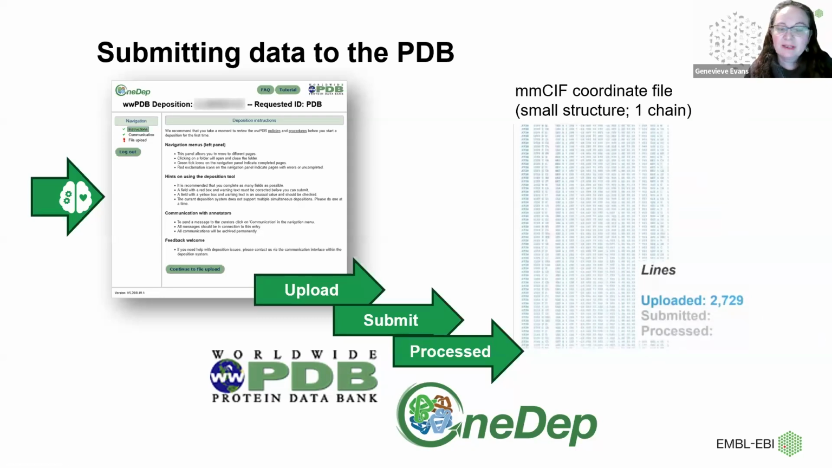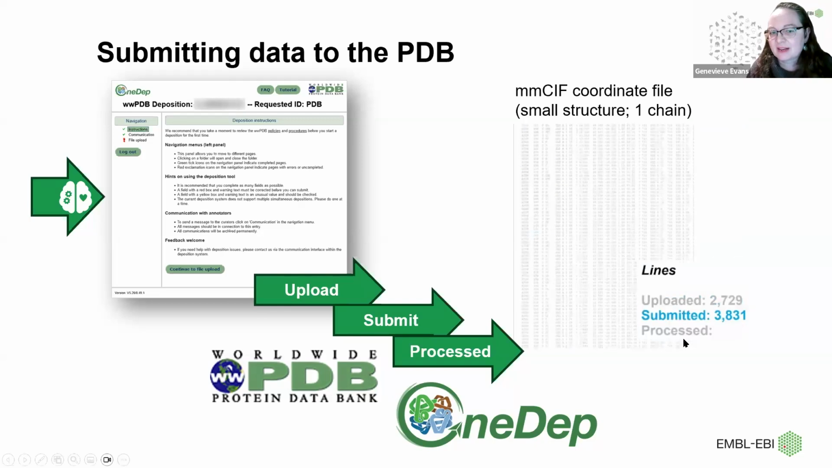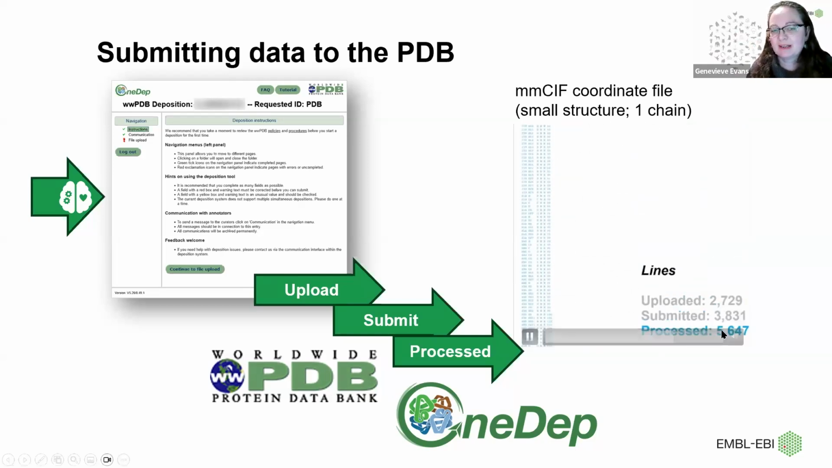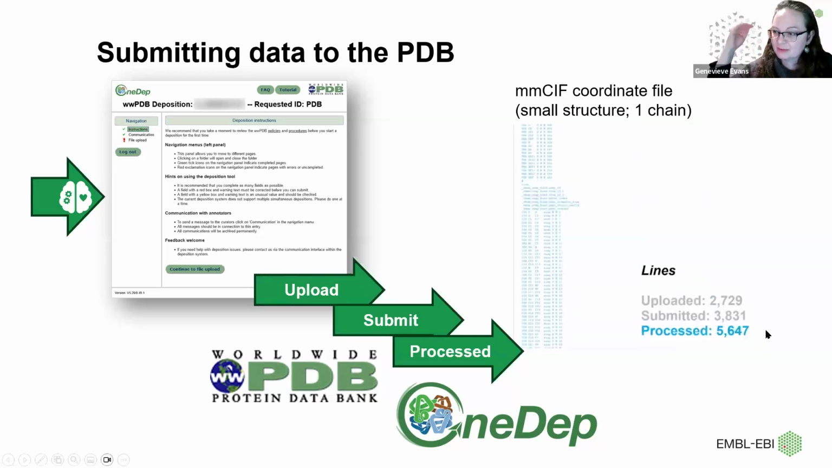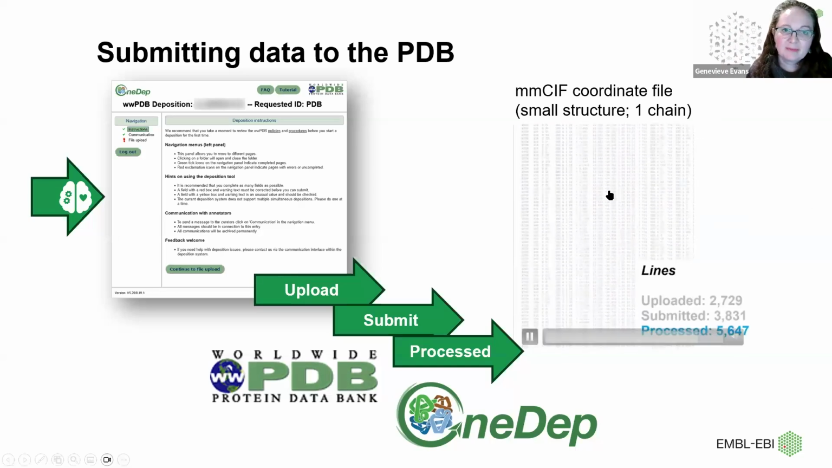As you fill in all of the forms in the deposition interface, and finally you've got all of the information filled in and you click the green submit button, all of a sudden that file size jumps, because all of the information you've written into the form is now embedded into the mmCIF coordinate file. Then as it gets processed by an annotator like me, we do various additions to improve annotation and validation, and even more lines are added to this file. By the end, this relatively small file has doubled in size, as we've added all sorts of additional information in a very defined way.